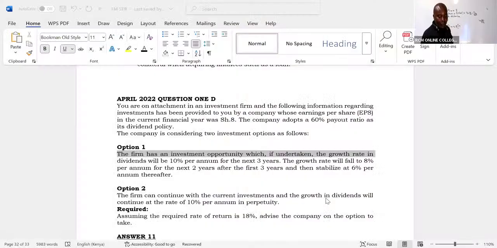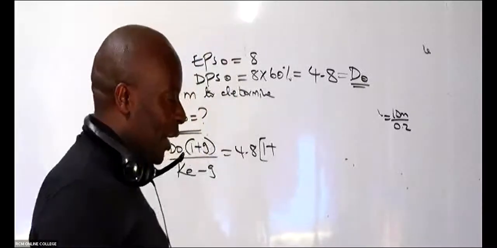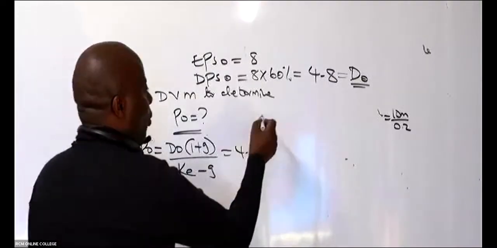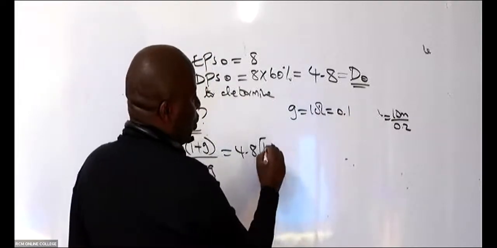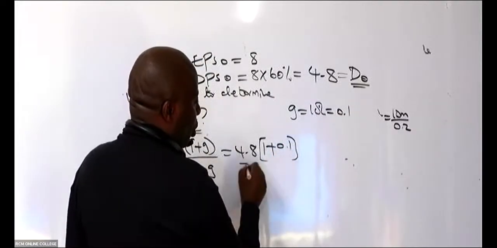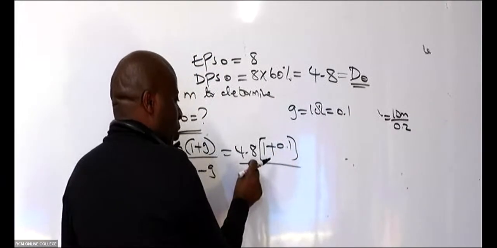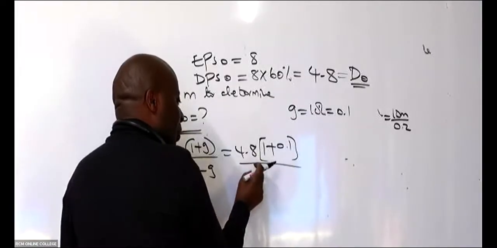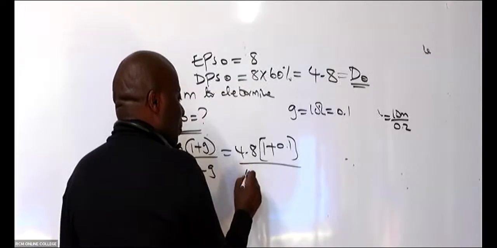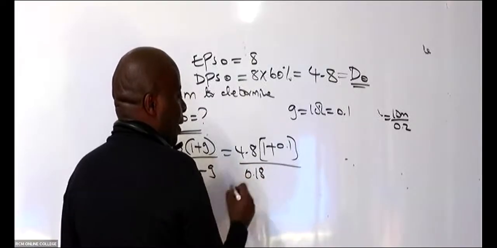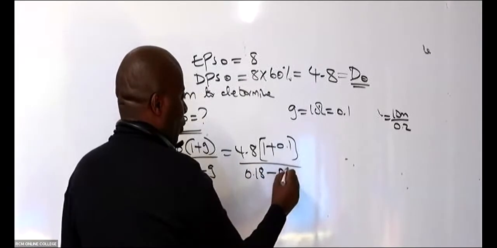So you can see here in option 2, they have told us that the dividends will continue growing at 10% per annum in perpetuity. So the growth rate has been given. And when the growth rate is 10%, this is the same as 0.1. So 1 plus 0.1, all over cost of equity. Cost of equity, which is the same as required return. They've told me it is 18%. 18% is 0.18 minus the same growth rate of 0.1.